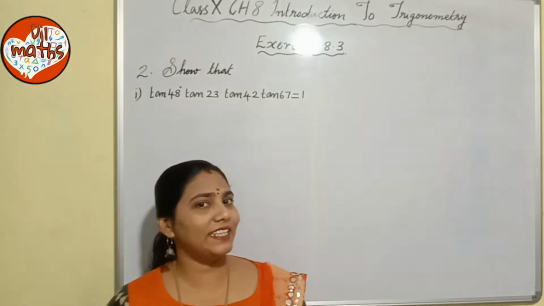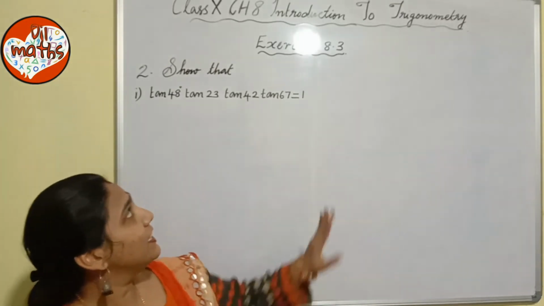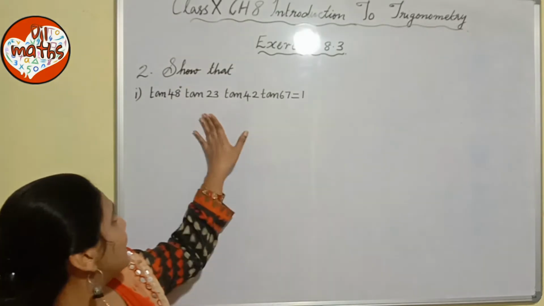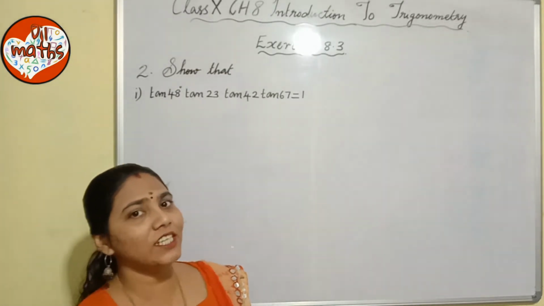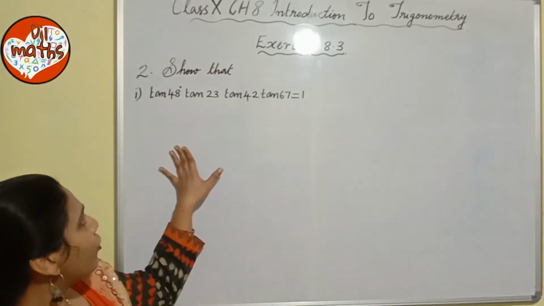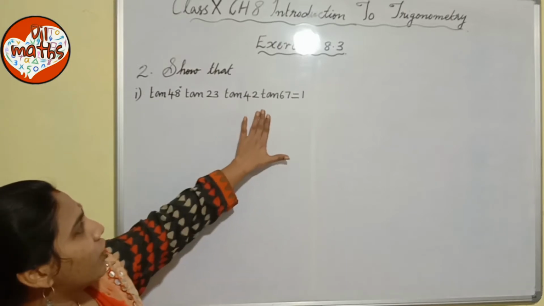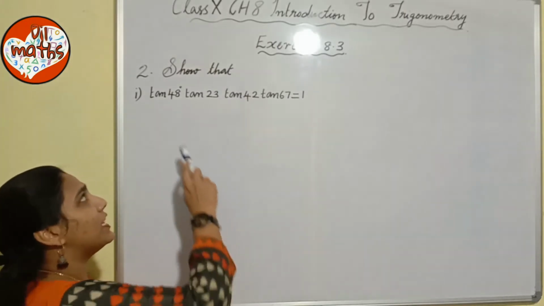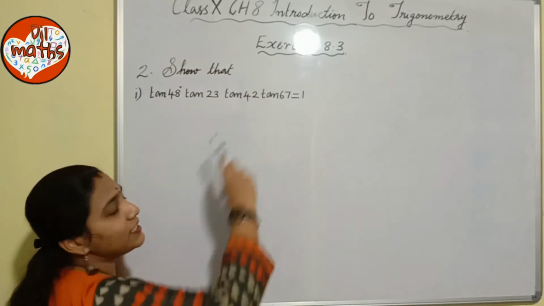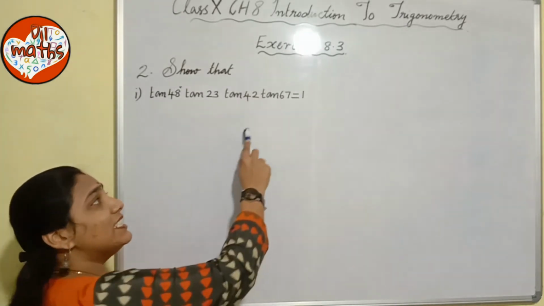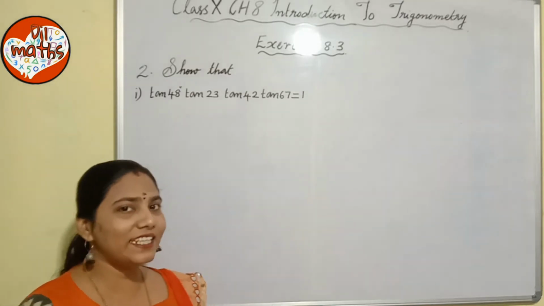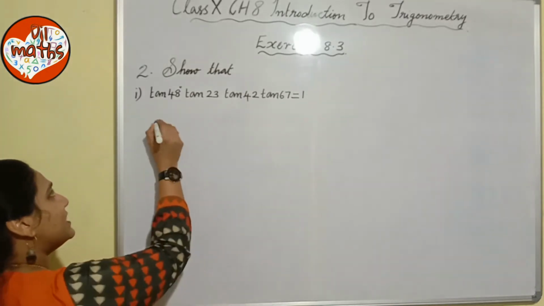It is from 10th standard, chapter 8, Introduction to Trigonometry, exercise 8.3. Second question. What is the second question? Show that tan 48 tan 23 tan 42 into tan 67 is equal to 1. That means you have to show that the product of this is equal to 1. That means LHS is equal to 1 you have to prove. So first we have to take the LHS separately. So what is the LHS given?